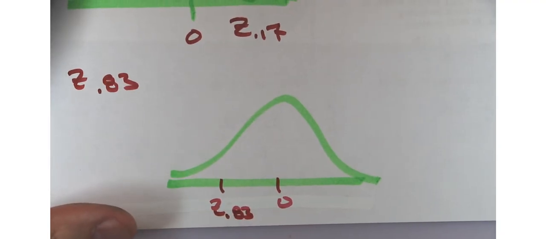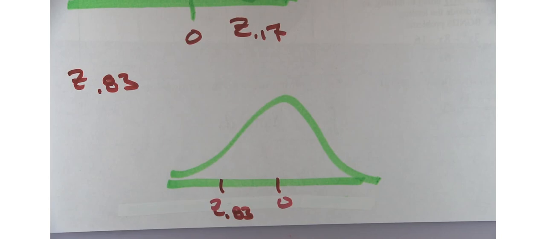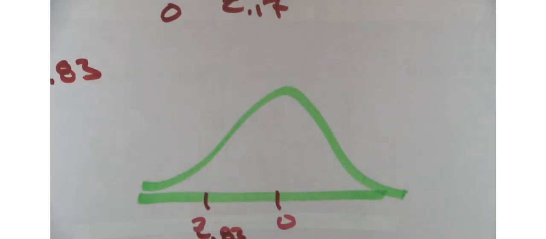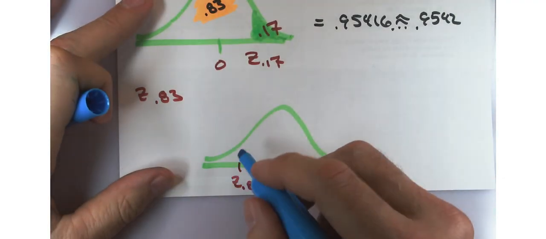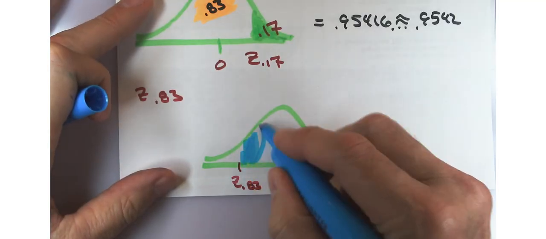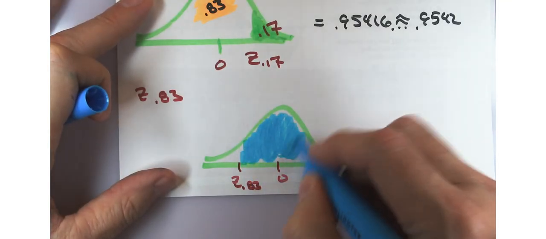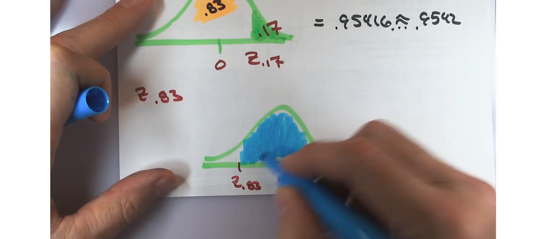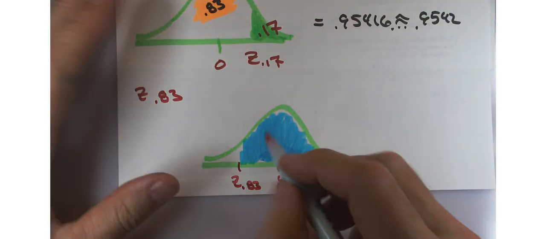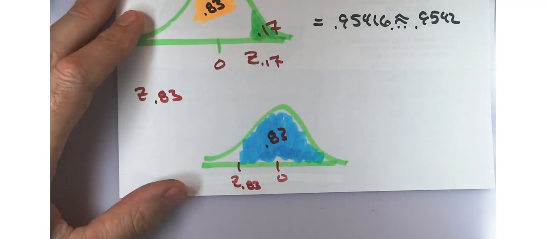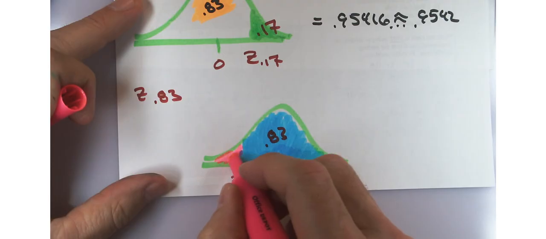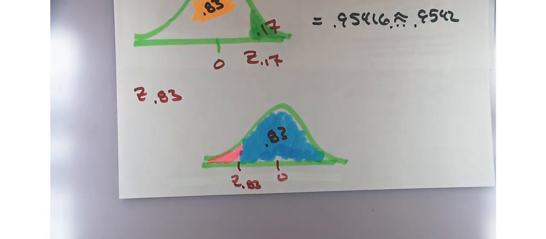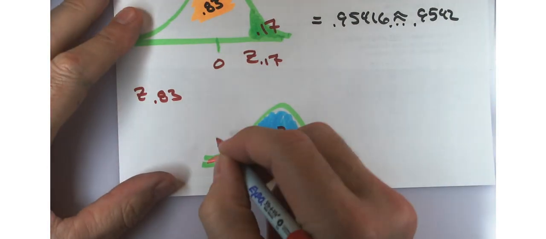Can anyone see something that might save us some time on this problem? Okay. Well, let's keep going. So I've got this area in the right tail. That's 0.83. How much of the area is going to be in the left tail? 17%. 0.17.